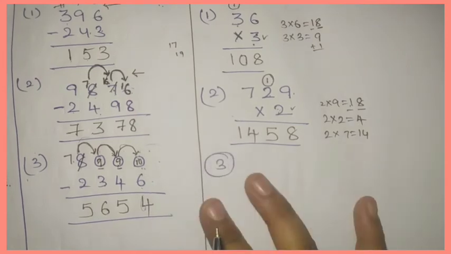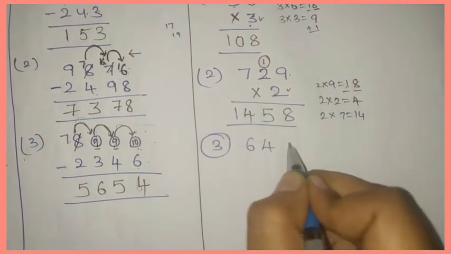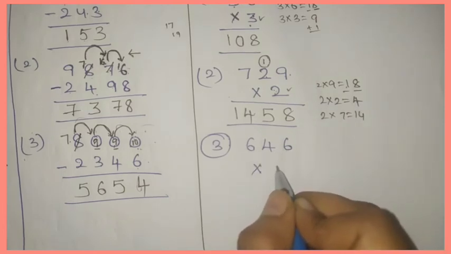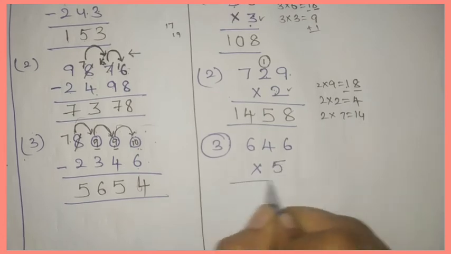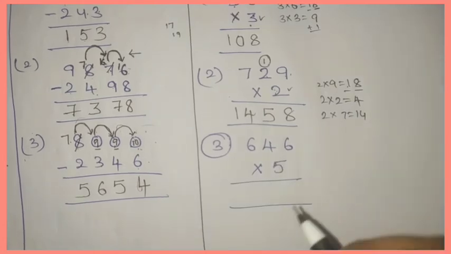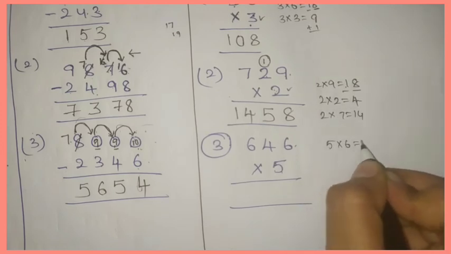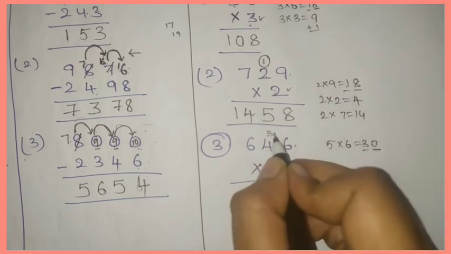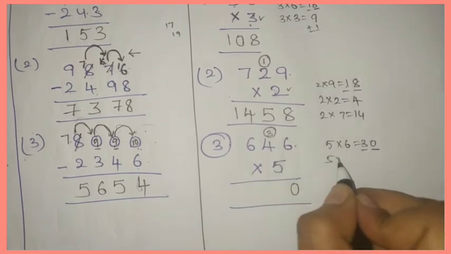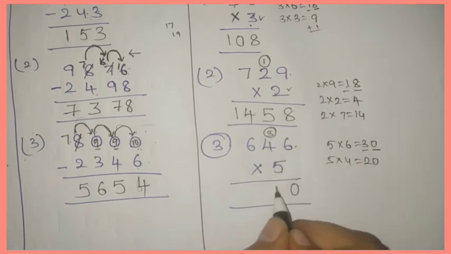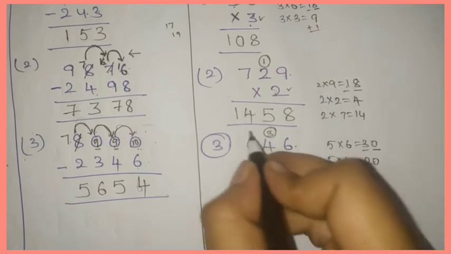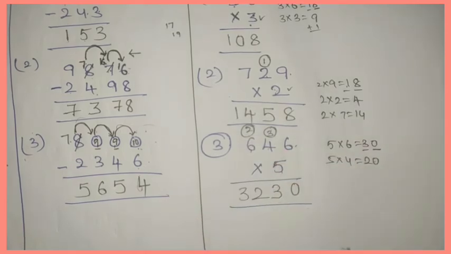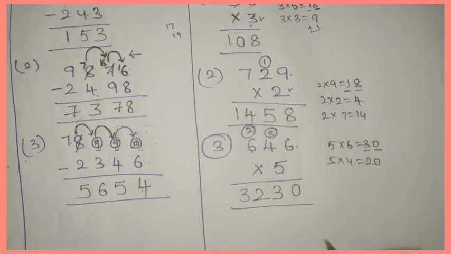Now look at the third question. 646 into 5. 5 sixes are 30. 30 is a 2-digit number, so we'll write 0 here. This 3 is taken as carry. 5 fours are 20. 20 plus 3 is 23. 3 is written here and 2 taken as carry. 5 sixes are 30. 30 plus 2 is 32. 3230 is the answer.